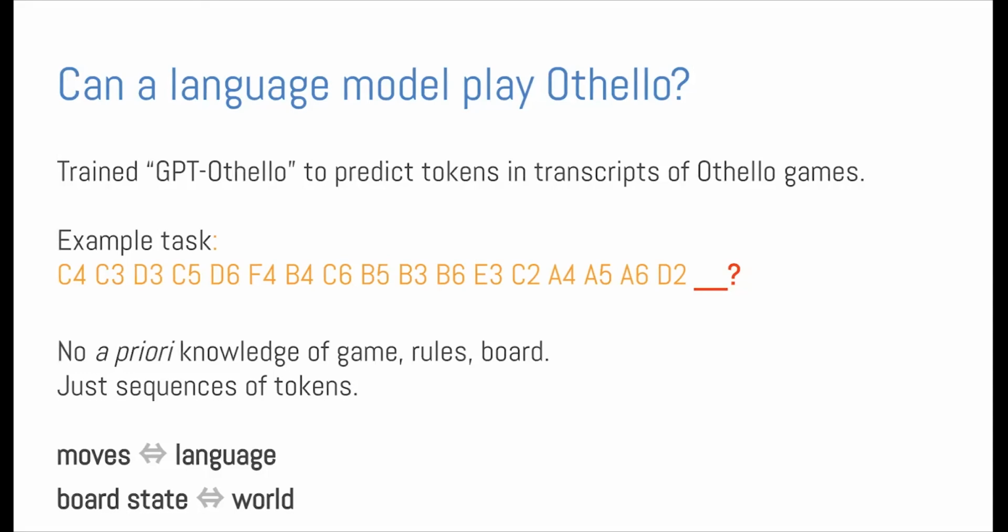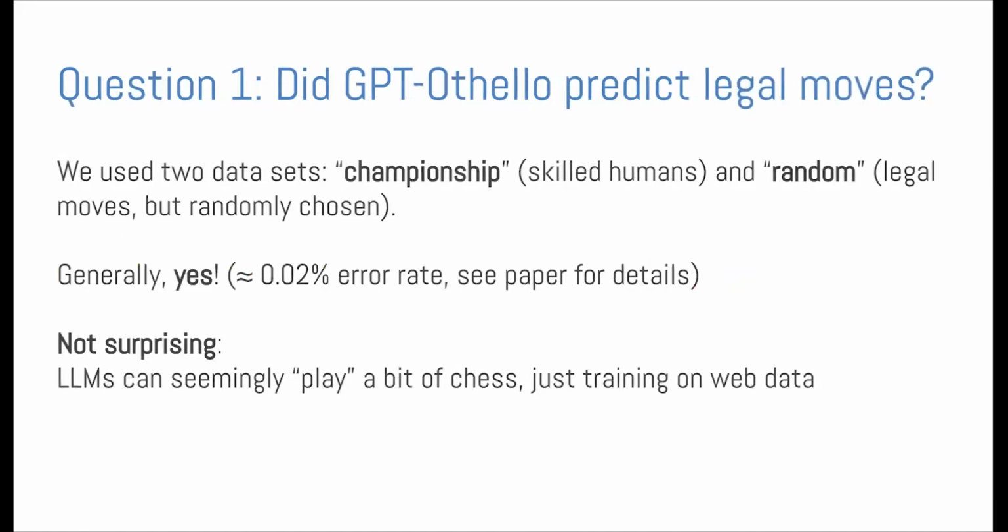Okay, so what happens when you actually try to train a GPT variant to play Othello? Well, that is our first question. And in fact, the answer is it actually turns out to play legal moves really well. And we did this in a couple of ways. One is that we had what we called the championship data set. This came from real games played by skilled humans.